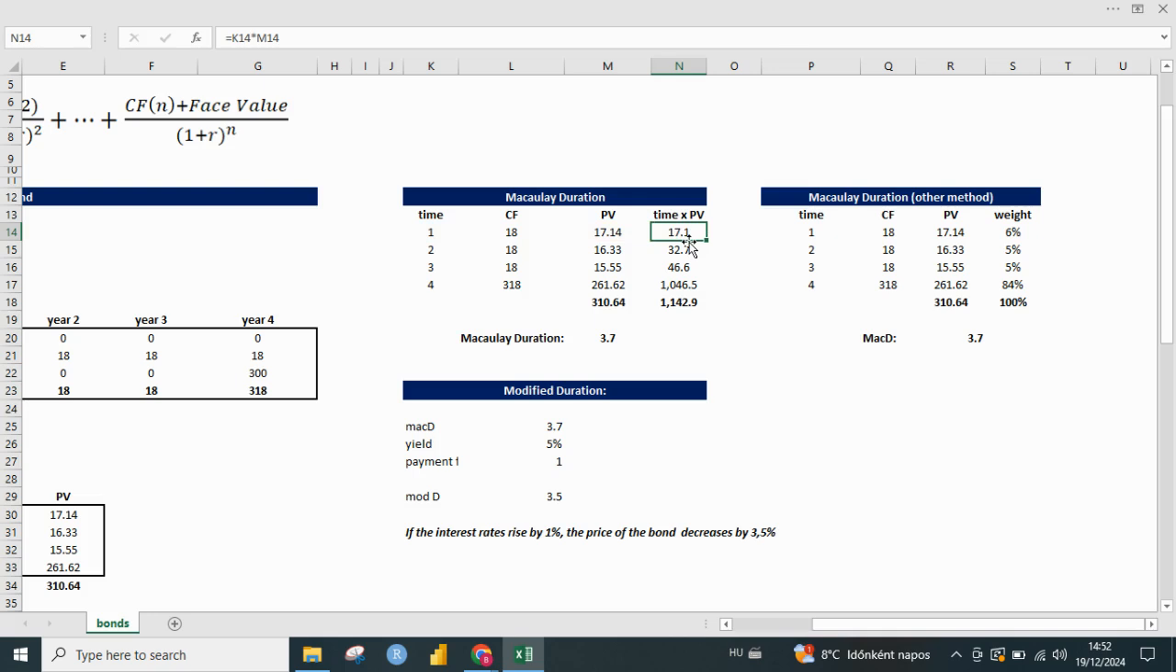Now let's go further. In the second year, we multiplied the second year by 1633. Then we get a higher result because we have a higher number here. In the first column, it's 3 years multiplied by 1555. And in the last year, we multiplied 4 with 261. In this case, we have a higher present value, obviously, because the total capital is paid back.